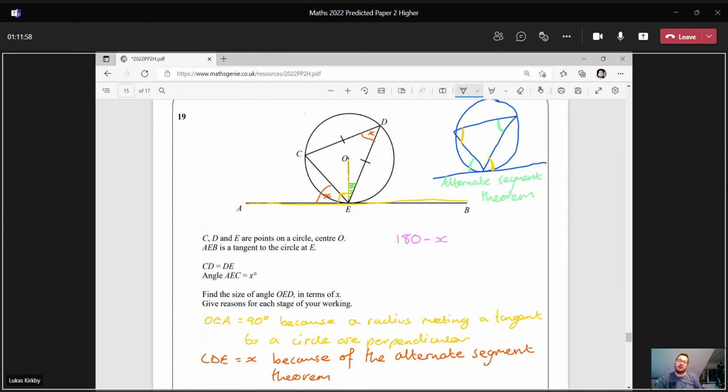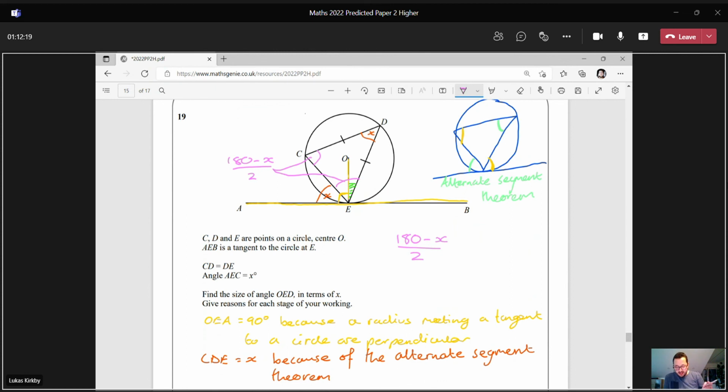And that's going to be split between these two angles, isn't it? Yeah, because it's isosceles, both of these are the same. So both of these are going to be 180 minus x divided by 2 because it's been halved. So that is that, and that is that as well.